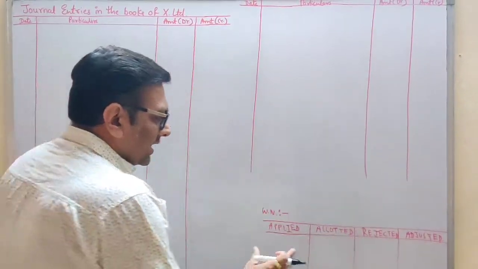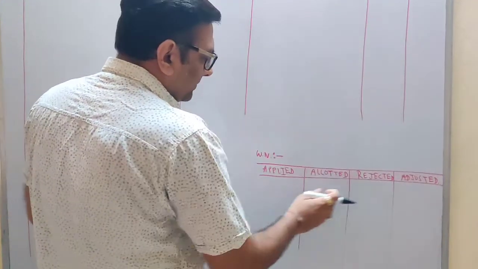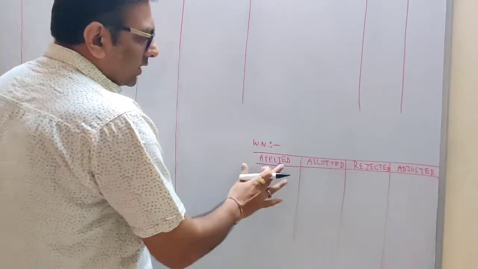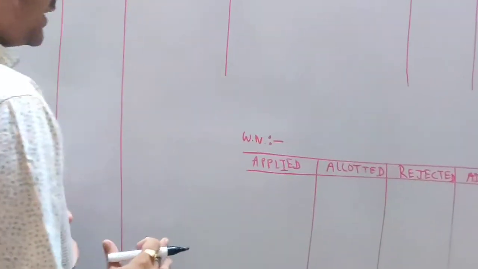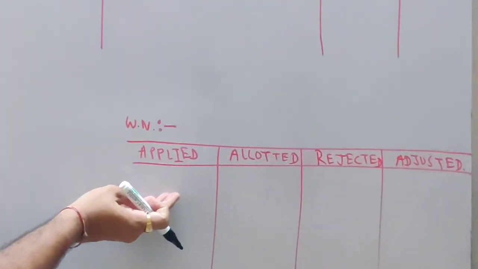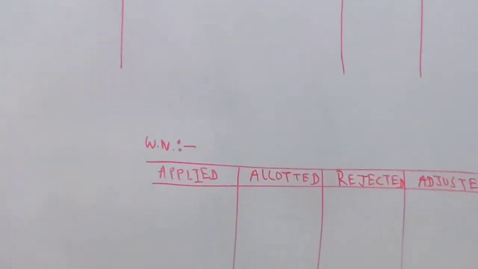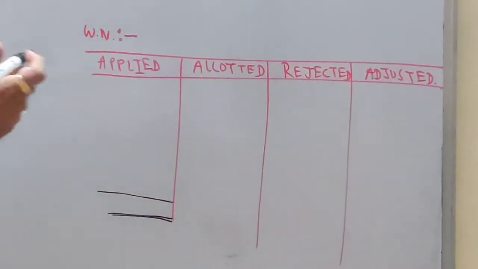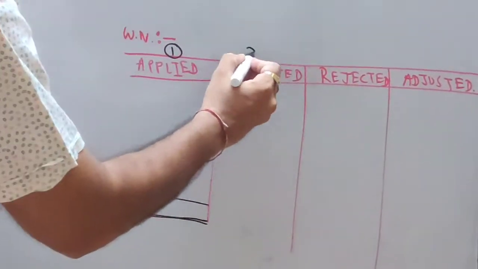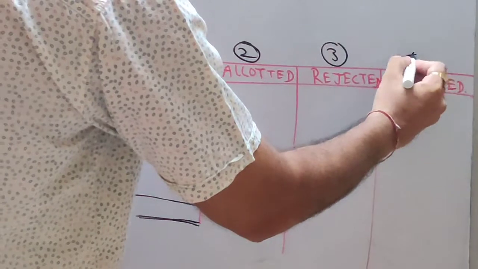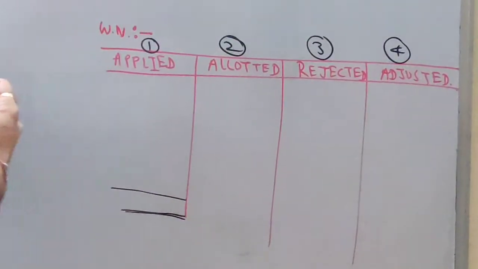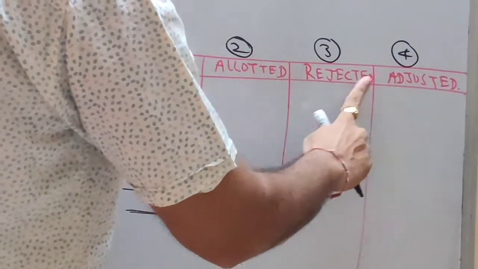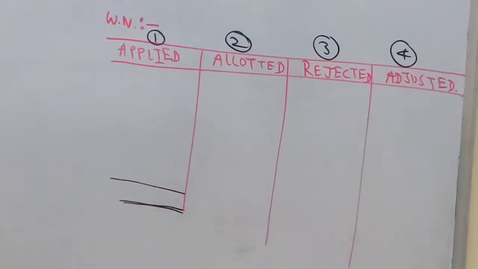So tell students, in this table you are going to make 4 columns: applied, allotted, rejected and adjusted. Okay, now how to start with this table? You will make this very small table, only of say 5 to 6 lines, and after the 6th line you are supposed to write a total. Okay, so this is my first column, second column, third column and fourth column. There are 4 columns in my table. I have labeled them as applied, allotted, rejected, adjusted. These are the 4 column headings.